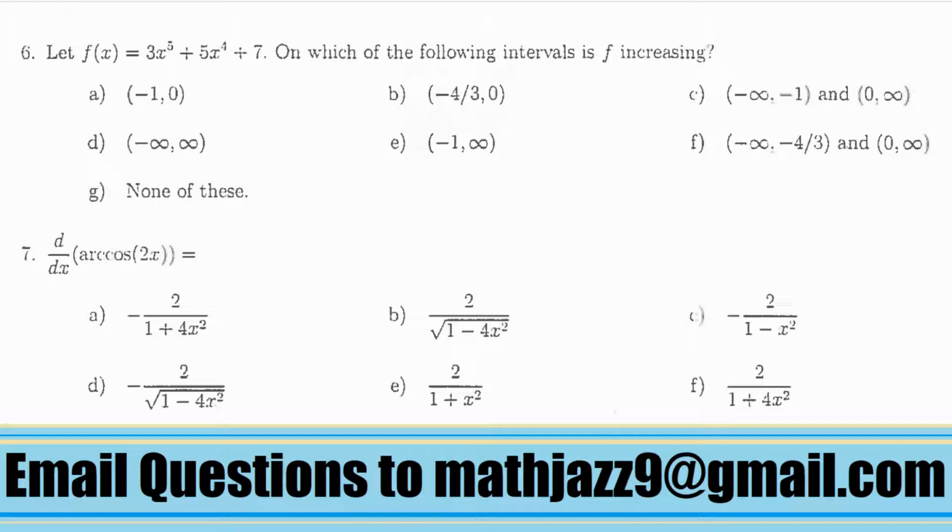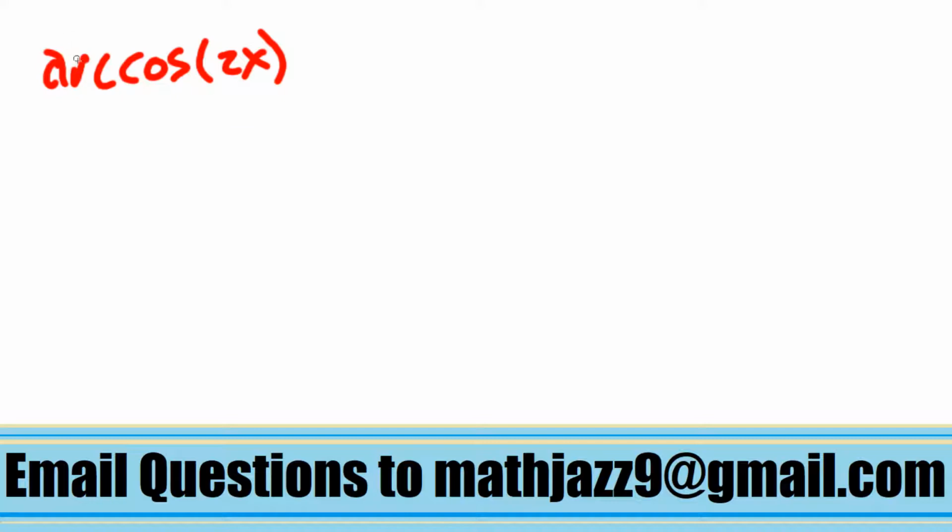Okay, so our next question is we want to find the derivative of arc cosine of 2x. Now, if we remember what the derivative of arc cosine is, we can just plug all of this into the chain rule. If we don't remember it, we can use implicit differentiation to solve this problem. Okay, so let us figure out what this derivative is.